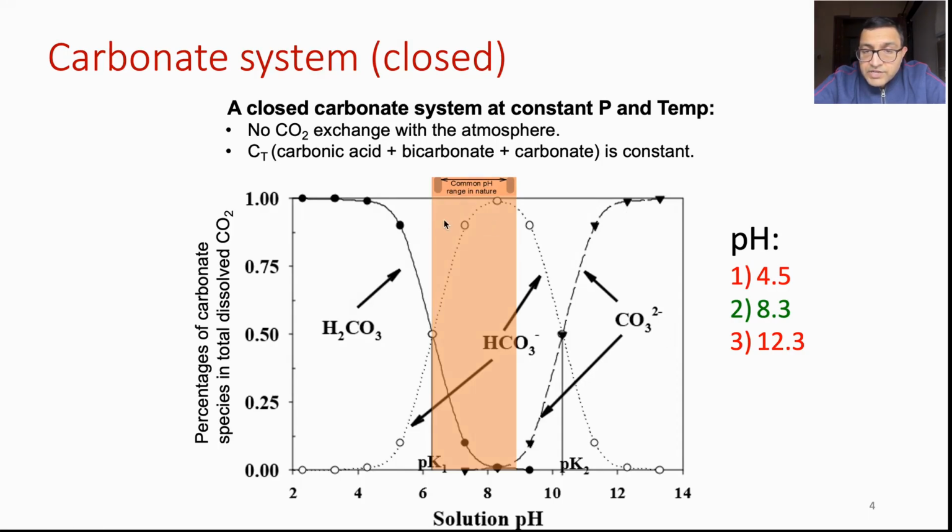So this shaded area shows the pH range in nature. In nature, the predominant species would be bicarbonate and sometimes carbonic acid, but for the most part it's bicarbonate which is the predominantly occurring species in nature for the carbonate system. If however the pH increases and goes above 8.3, towards 9, 10 or 12, then the carbonate ion also starts coming into play.